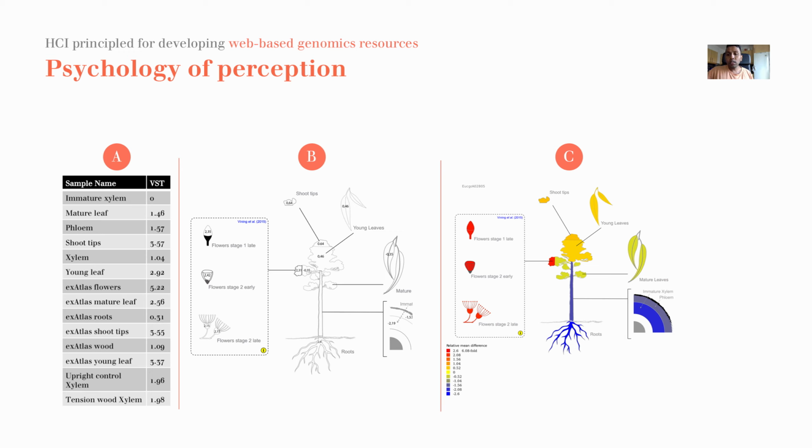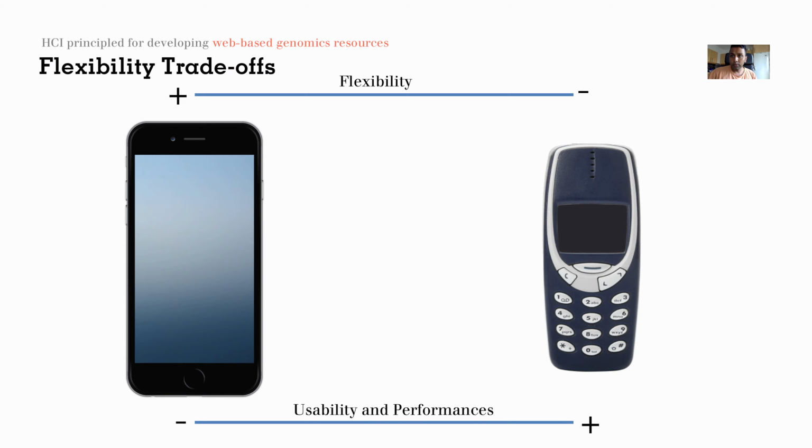So we use the same principle in our tools. We try to use patterns and colors as much as possible. Flexibility trade-off. Let's look at iPhone and the old phone.